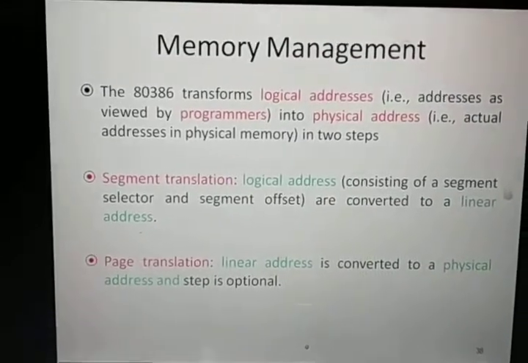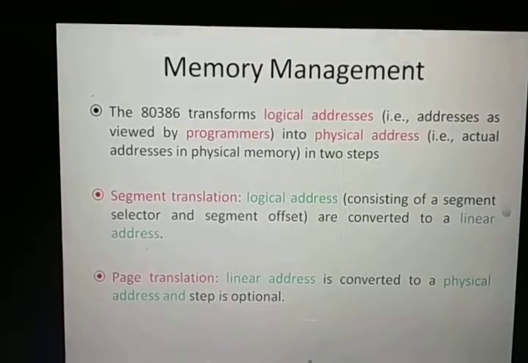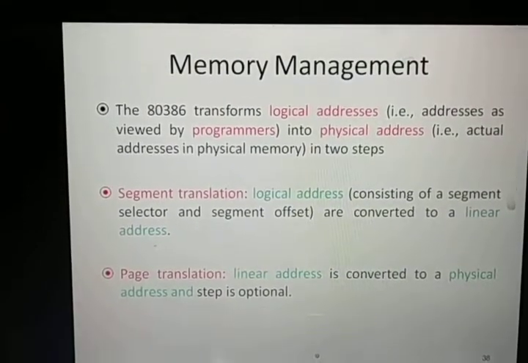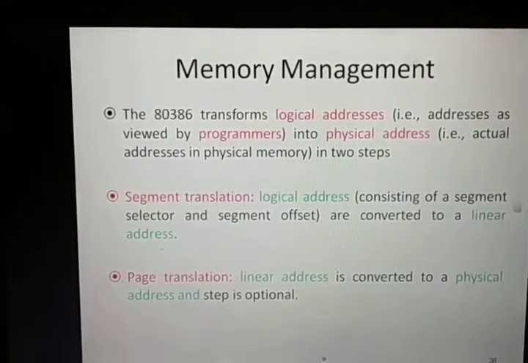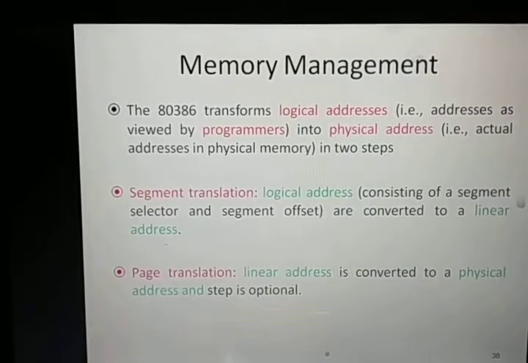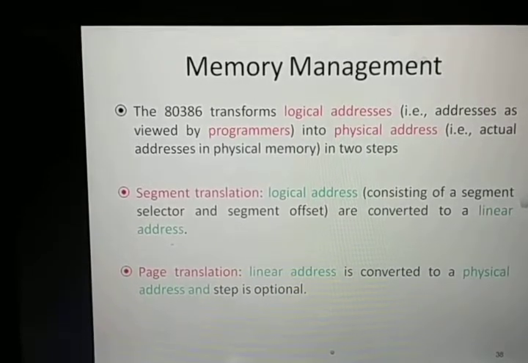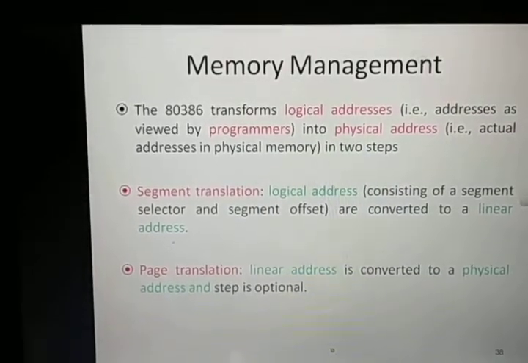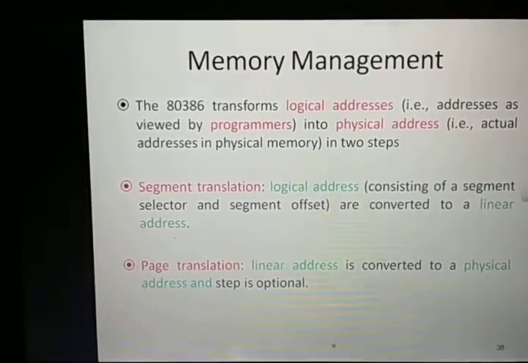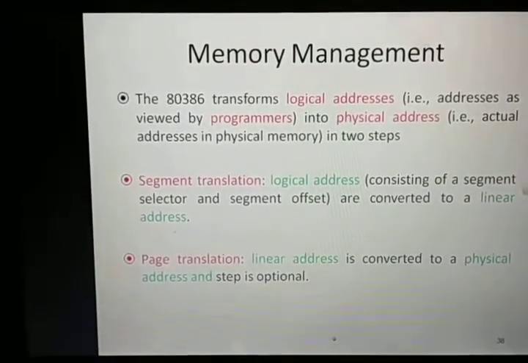Memory management. The 80386 transforms logical addresses as viewed by the programmer into physical addresses, such that actual addresses in physical memory, in 2 steps. So basically in memory management we transform a logical address into a physical address by using 2 steps. The logical address is generated by the CPU and viewed by the programmer. Then segment translation. This is the first step for conversion of logical address into physical address. In segment translation, we convert the logical address into a linear address.